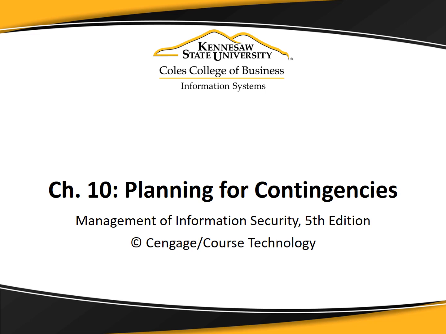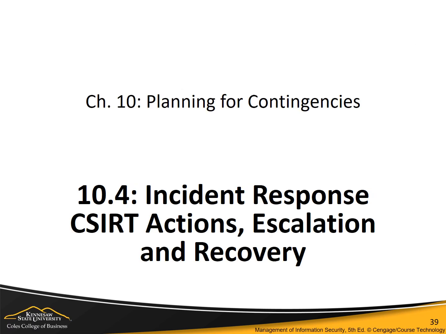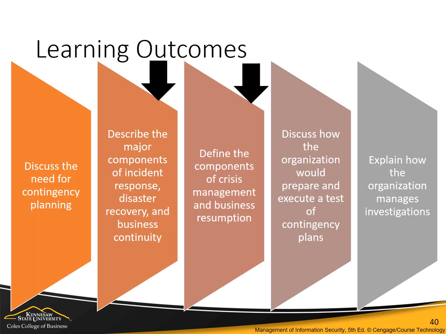We continue with Chapter 10, Planning for Contingencies. This is Section 4, Incident Response, CSIRT Actions, Escalation, and Recovery. This section will cover the following learning outcomes. Describe the major components of incident response, disaster recovery, and business continuity, and define the components of crisis management and business resumption.